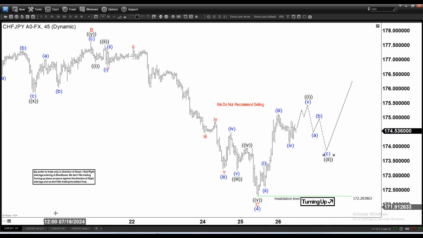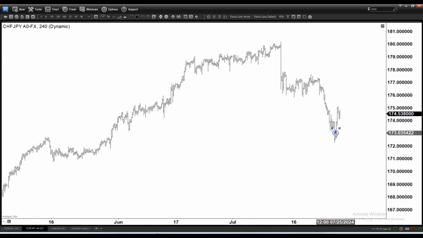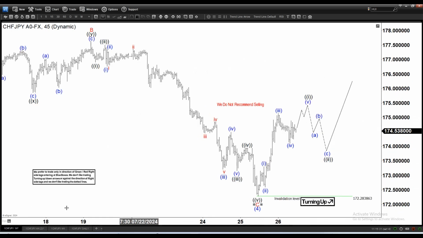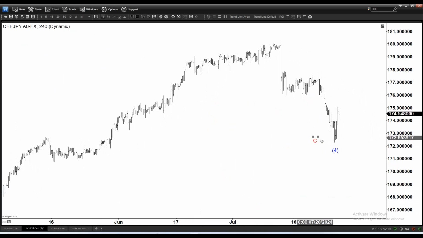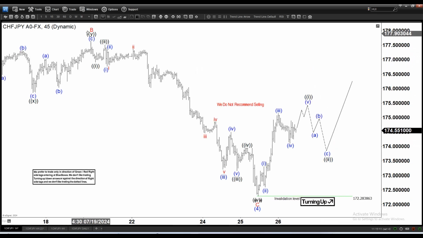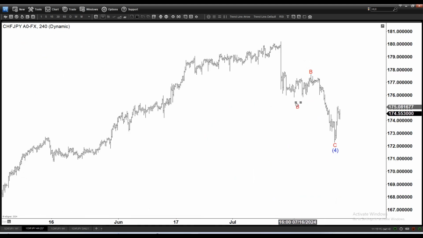Now let me zoom out on the 4-hour time frame and focus on a little bit of context here. This is the 4, this is the C. So it is a C of 4, and this is your B, the same B as this one right here in the 1 hour, and that will mean that this is your A. So we have an ABC pullback, so this will be your 3 here, right?